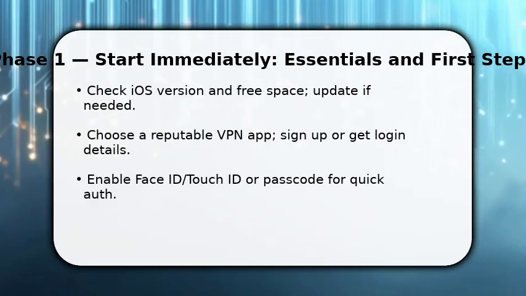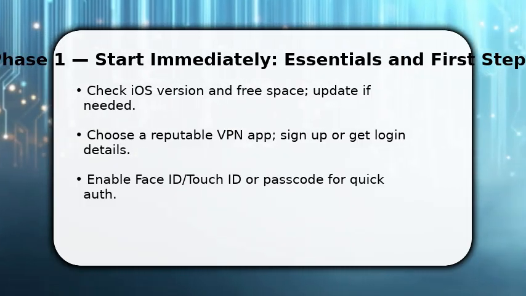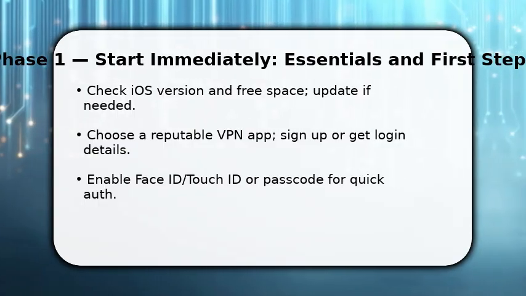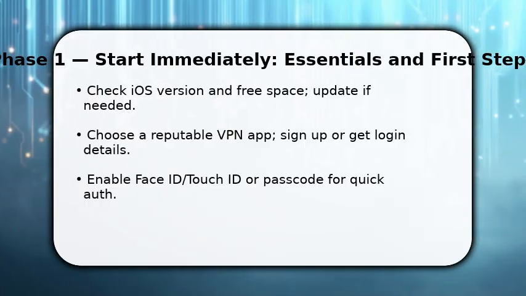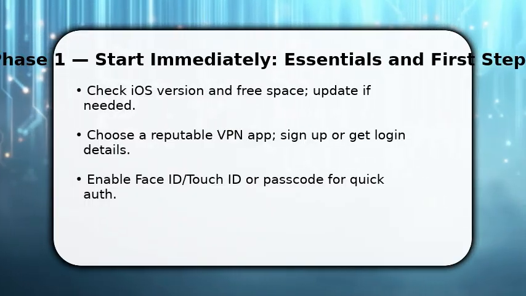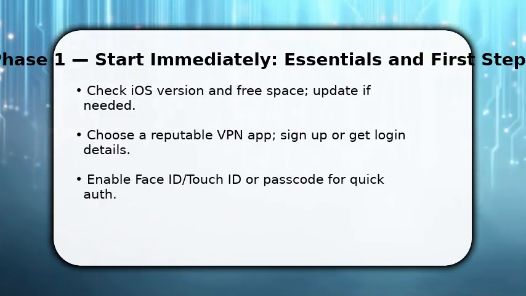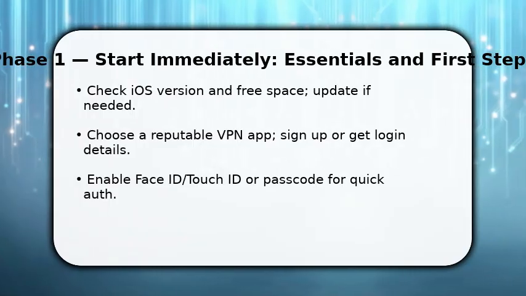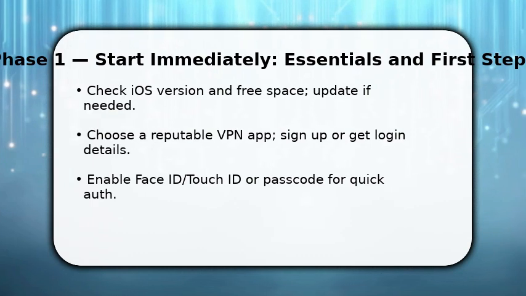You start by confirming prerequisites. Make sure your iPhone XR runs a recent iOS and has enough storage. Next, install a trusted VPN app from the App Store and sign in. This gives you the credentials needed to connect. Once done, enable Face ID or a passcode to speed authentication and protect the VPN profile. These early actions remove friction later, so complete them now before moving on to configuration and connection steps.